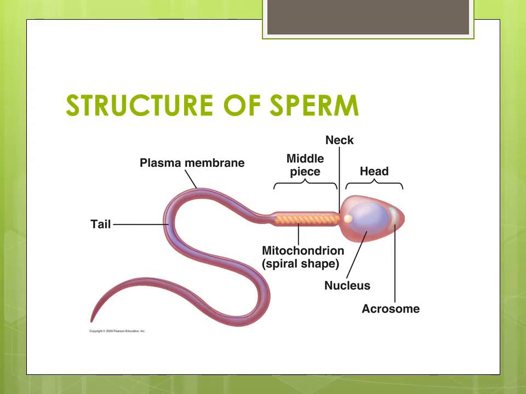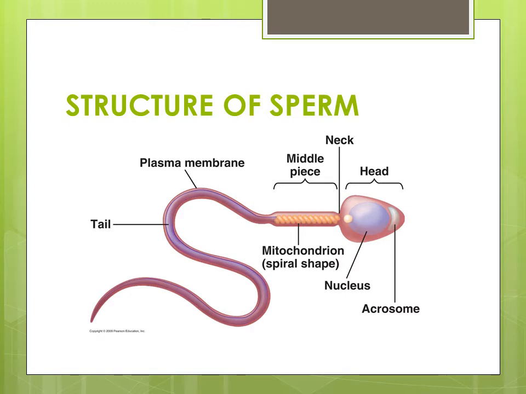First, we will study the structure of sperm. When you look at the diagram of sperm, you can see the sperm consists of three main parts. This is the head containing the nucleus and the acrosome. This is the neck. This is the middle piece having mitochondria and the tail.